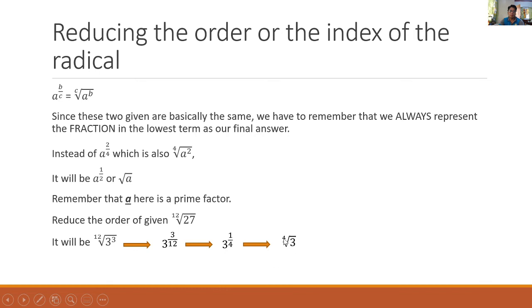Kung mapapansin natin, baka kasi yung iba, ocular inspection lang yung ginagawa, 12th root of 27, parang ang layo. Ang nakuha natin, fourth root of 3. So kailangan po natin talaga siyang isolve. Kunin natin yung prime factors po nung mismong given nating value.